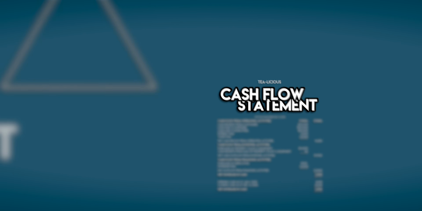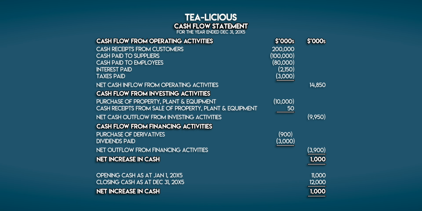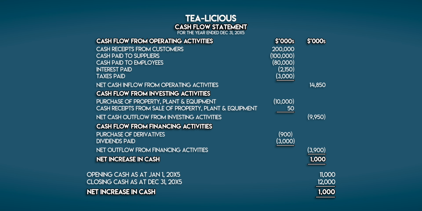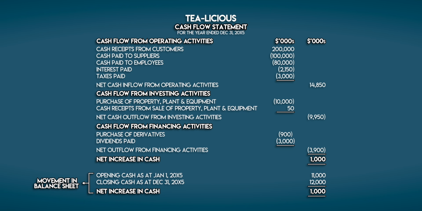A cash flow statement looks like this. In the header, we have the period of time that it relates to, just like we had in the income statement. And in the body, we have two main sections. At the bottom, we have the opening and closing cash balances for the financial year. We get these numbers from the balance sheet. Tealicious started out with $11 million and finished up with $12 million. So overall, that's a net increase in cash of $1 million.